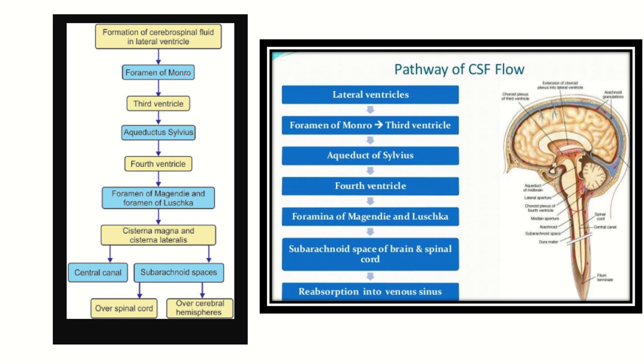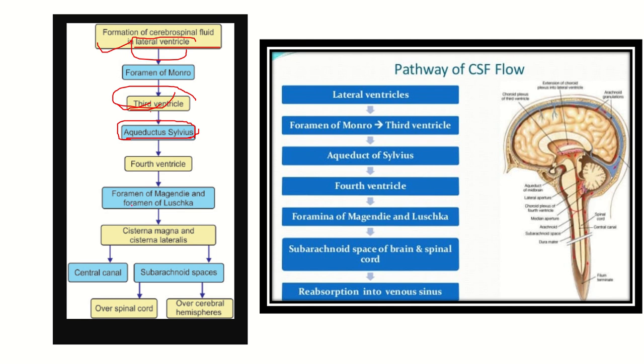From the lateral ventricle to the third ventricle, there is the foramen of Monro. If any obstruction occurs in the foramen of Monro, the lateral ventricle will be enlarged. And from the third ventricle, we can see the aqueduct of Sylvius. If any obstruction occurs in the aqueduct of Sylvius, the lateral ventricle will increase and also the third ventricle will increase.